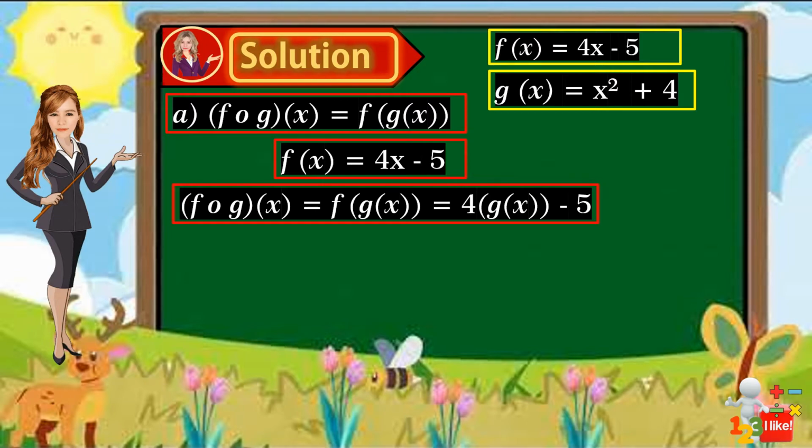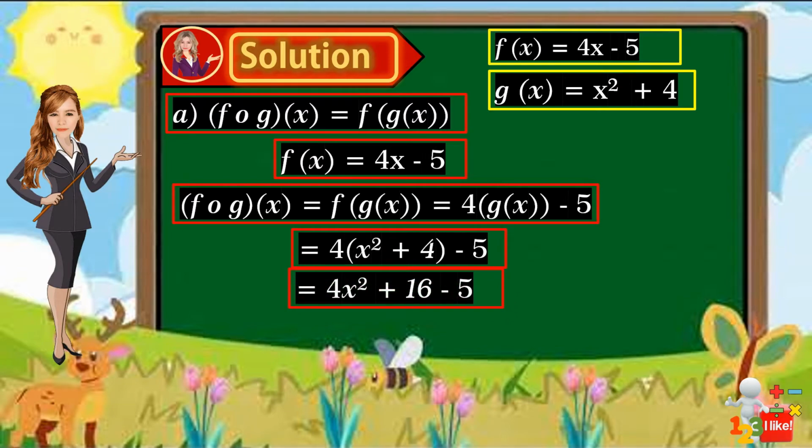So the given now for f of x is equal to 4 times g of x, then minus 5. Again, your g of x here is equivalent to x squared plus 4. So we have now 4 times the quantity x squared plus 4, minus 5. Using the distributive property, you need to distribute 4 to x squared plus 4. So 4 times x squared, you have 4x squared. 4 times 4, you have 16.